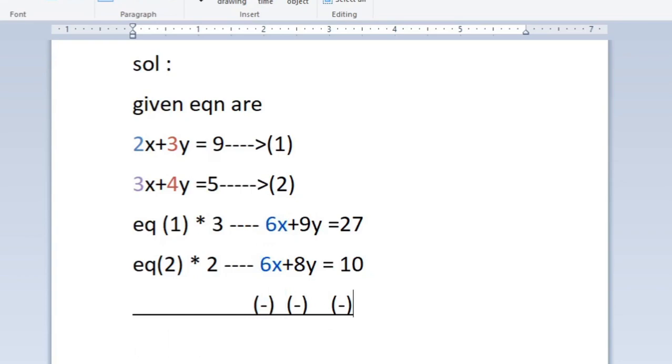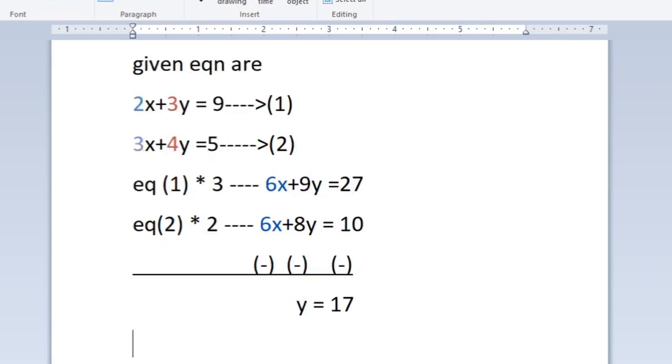Therefore come to y terms. Here the y coefficient is plus 9. Here the y coefficient is minus 8. Therefore plus 9 and minus 8 is equal to 1y. 1y is nothing but y. Therefore y is equal, come to RHS. Here 27, you have to consider this operation. 27 minus 10. Okay, it gives 17. Therefore you will get one value, that is y.